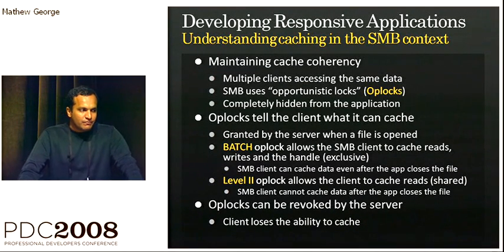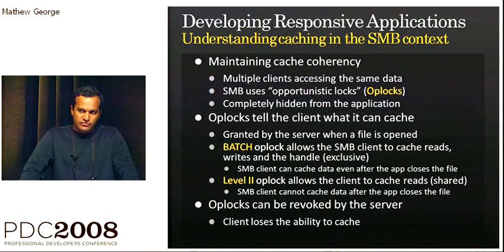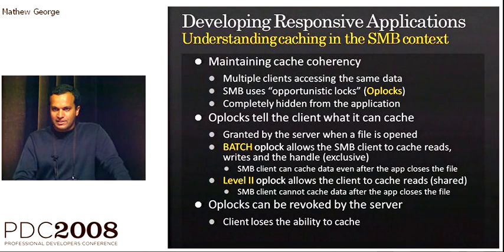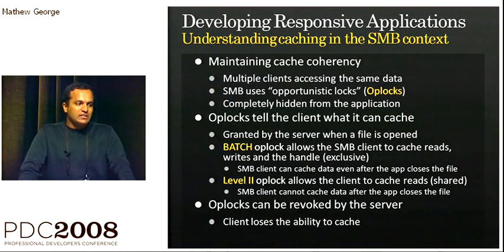Now, with SMB1 and SMB2, as implemented in Vista and Windows Server 2008, you have two levels of op locks. The first is what we call a batch op lock, which allows the client to cache reads. It can cache writes, as well as the handle. And this is an exclusive op lock in the sense that only one handle can have a batch op lock. The moment you open a second handle to a file, you lose the batch op lock.